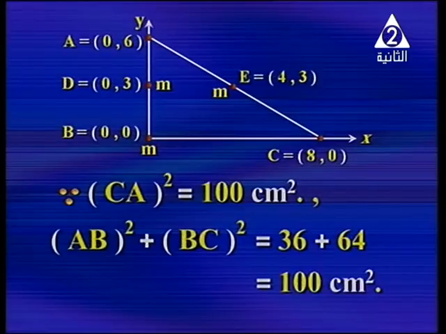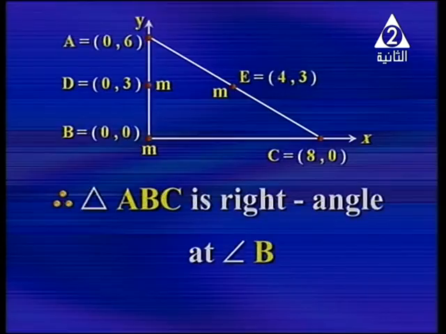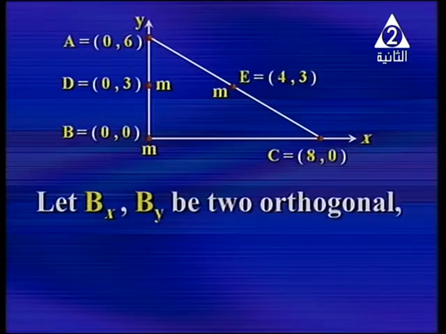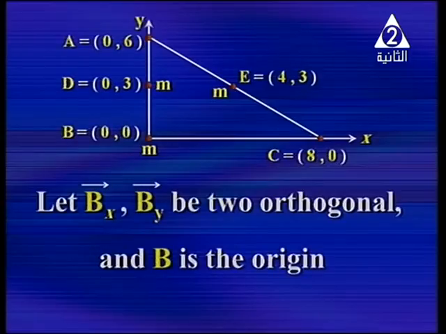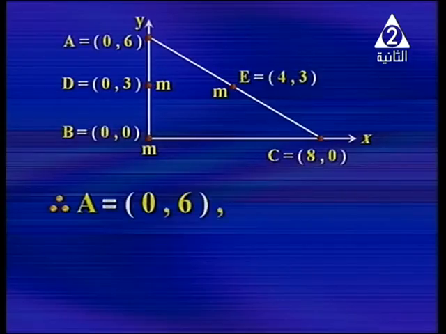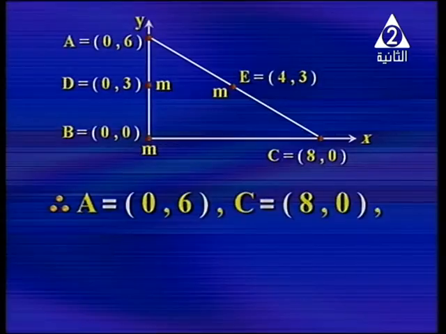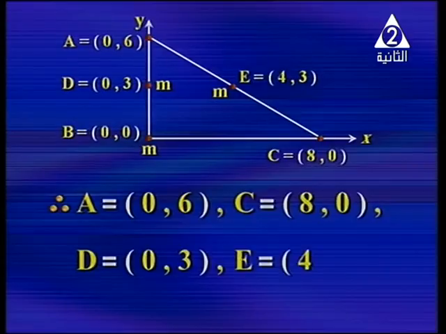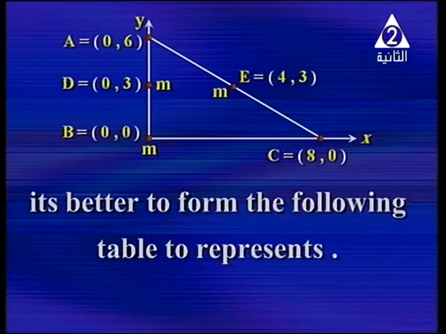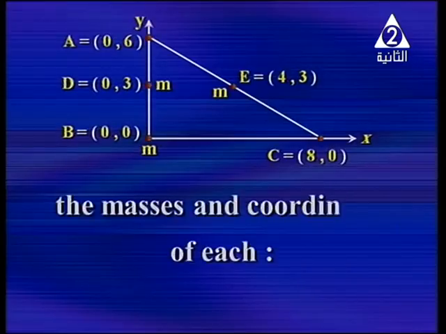Then the measure of angle B is right, by Pythagoras theorem at angle B. Bx, By are two orthogonal coordinate lines, and B is the origin point 0, 0. Point A is 0, 6. Point C is 8, 0. Point D is 0, 3. Point E is 4, 3. Then it is better to form the following table to represent the mass and coordinates of each.